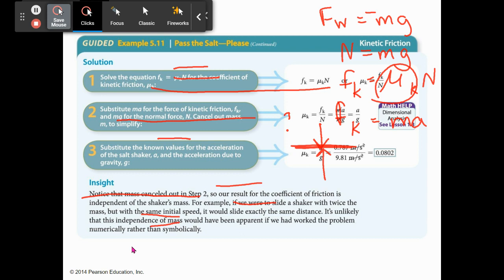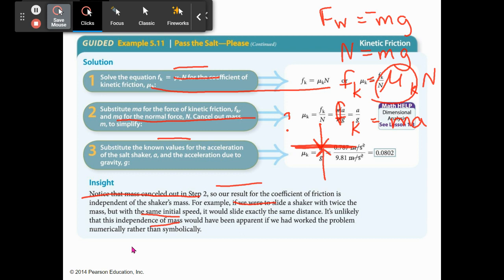Can I simplify this down even more before I start plugging in numbers? How can I simplify that down even more? You can cancel out the masses because it's the same mass, right? The salt shaker didn't change. Okay. So the coefficient of friction in this case is equal to the acceleration divided by gravity.